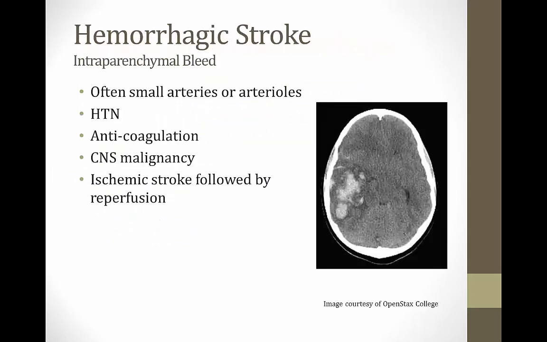The last bleeding problem inside the skull that we'll talk about is a hemorrhagic stroke, and that's also called an intraparenchymal bleed. And this is usually when small arteries or arterioles rupture, most commonly from hypertension. It also happens when people are on anticoagulation.